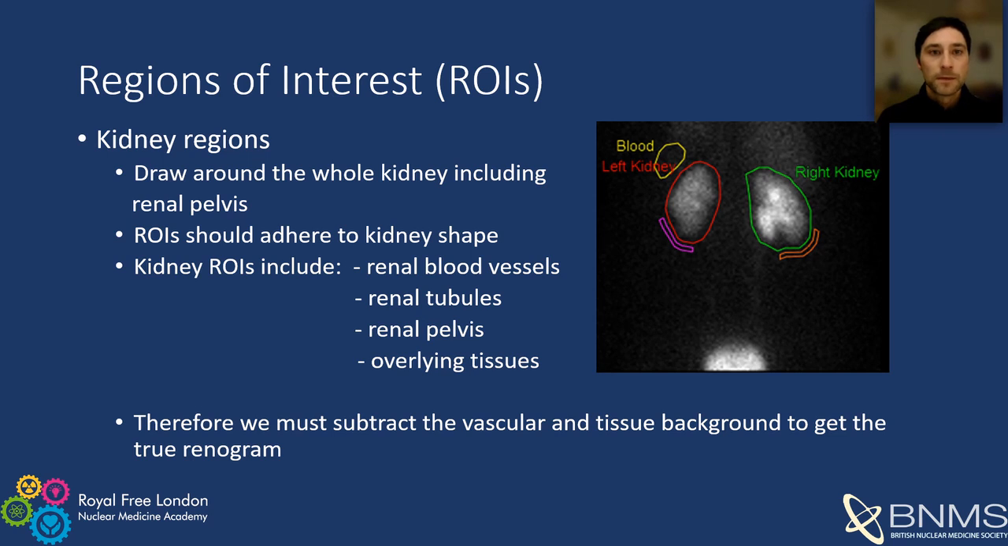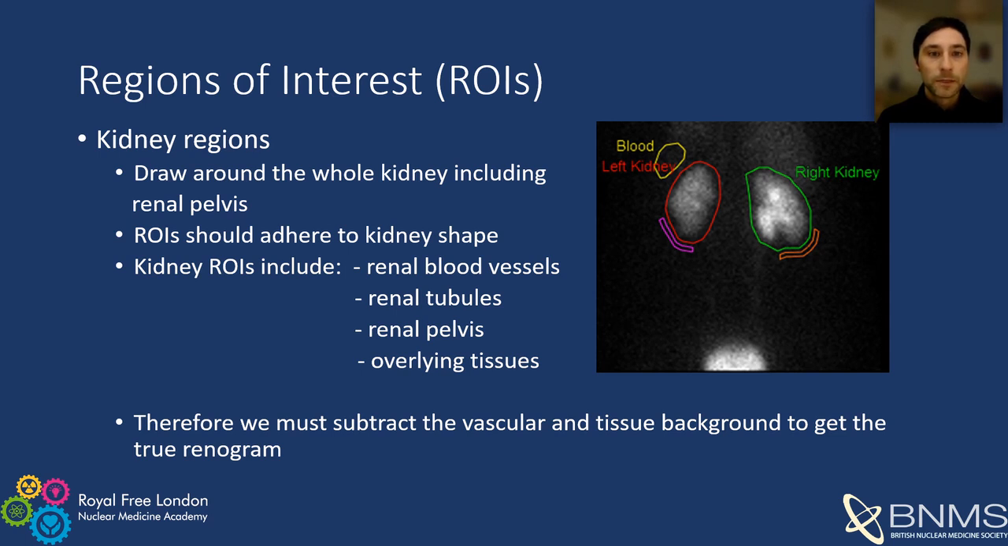In the next few slides, I will discuss the regions of interest. To obtain the renogram curves and quantitative data, ROIs must be drawn around areas of interest so that the counts within those regions can be determined. Kidney regions of interest should include the renal pelvis, as the renogram should show elimination of radiopharmaceutical into the bladder. You can't assess for pelvic emptying if the pelvis is not included.